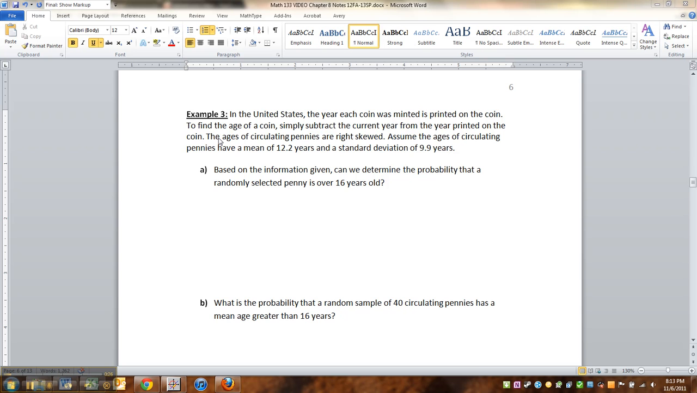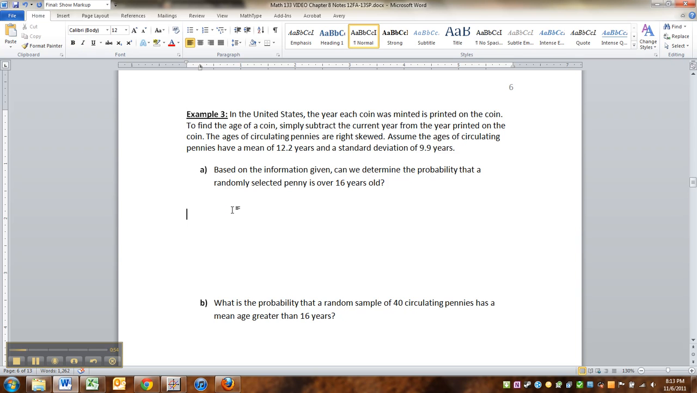Okay? So the ages of circulating pennies are right skewed, meaning most pennies have a lump on the left, and there are very few older and older pennies, right? The shortest a penny could ever be in age is 0. Therefore, it's right skewed. Assume the ages of circulating pennies have a mean of 12.2 and a standard deviation of 9.9. So based on this information, can we determine the probability that a randomly selected penny is over 16?